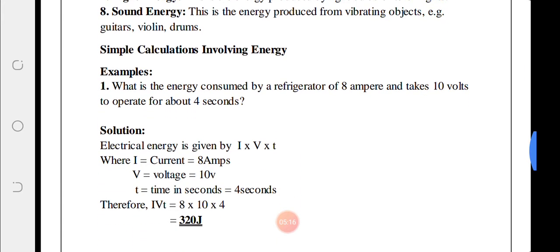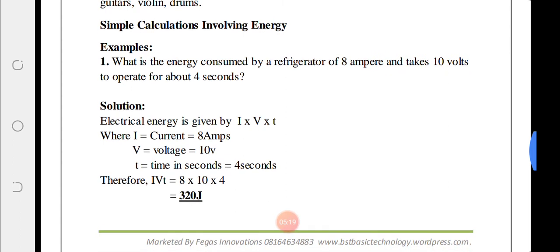Now I want us to quickly look at some calculations. What is the energy consumed by a refrigerator of 8 ampere? You know ampere is the unit of current, and volt is the unit of voltage. What is the energy consumed by a refrigerator of 8 ampere that takes 10 volts to operate for about 4 seconds? So the formula for energy consumed in this case involves power.